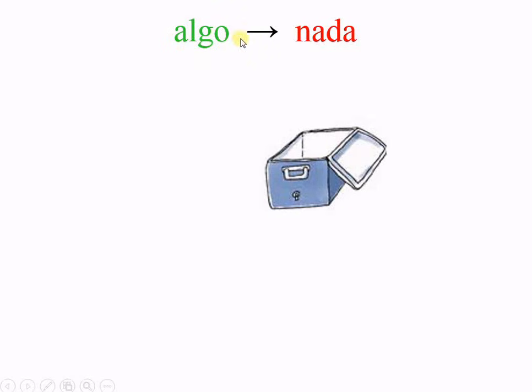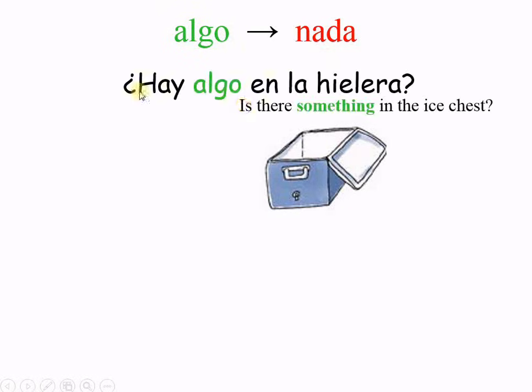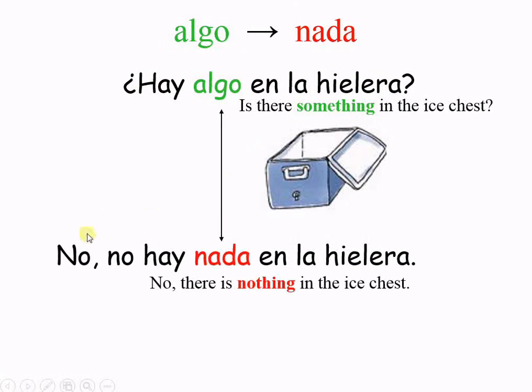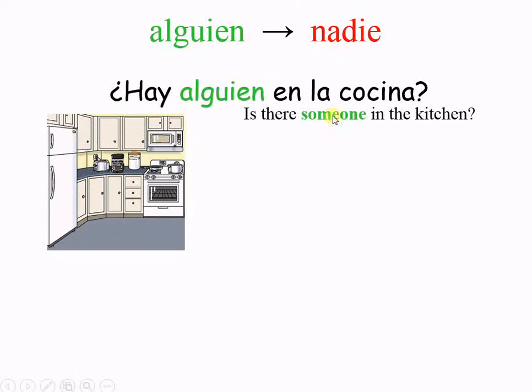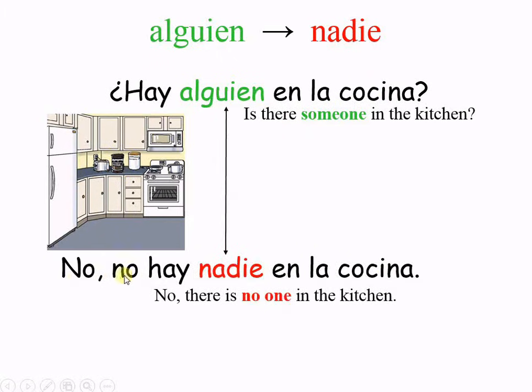So here we go. Algo, nada. ¿Hay algo en la hielera? Is there something in the ice chest? No, no hay nada en la hielera. No, there is nothing in the ice chest. ¿Alguien? Nadie. ¿Hay alguien en la cocina? No, no hay nadie en la cocina.